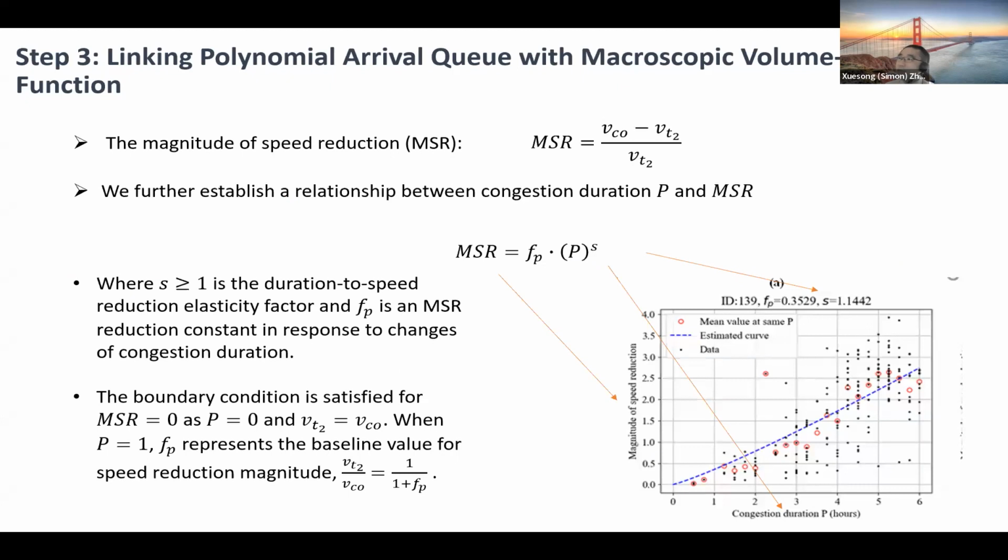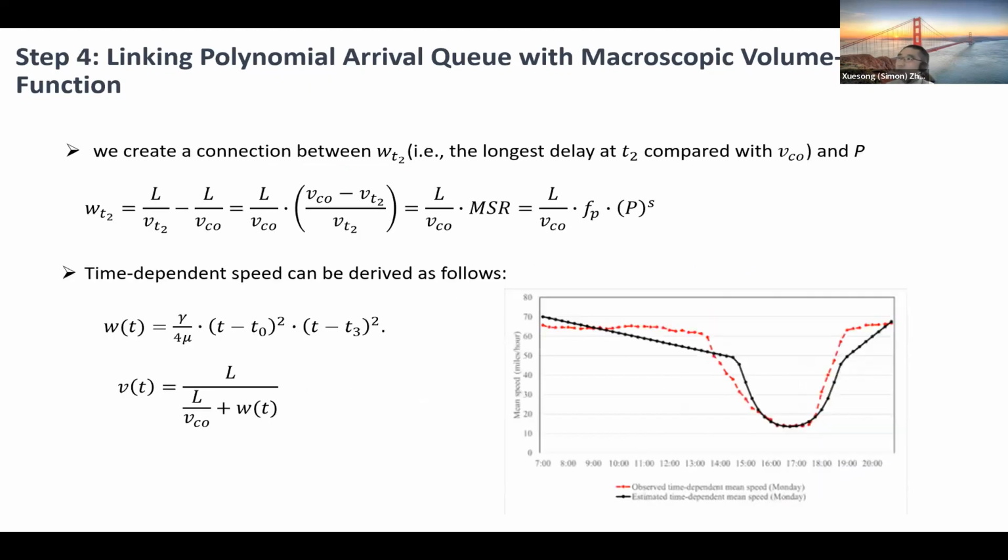Step number 3, we also need to look at the speed reduction ratio, and then we introduce another elasticity term to further represent the mapping from the static world to the dynamic condition. Finally, we are able to link this time-dependent speed profile. As you can see here, this is our polynomial approximation.